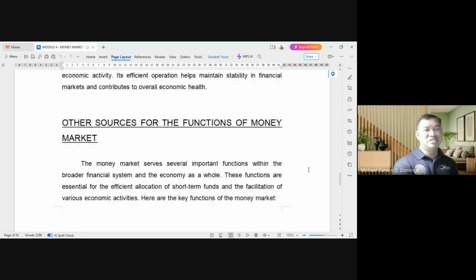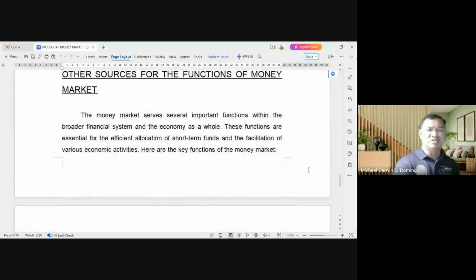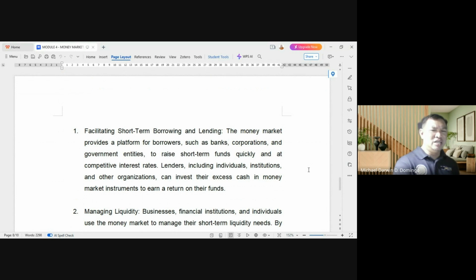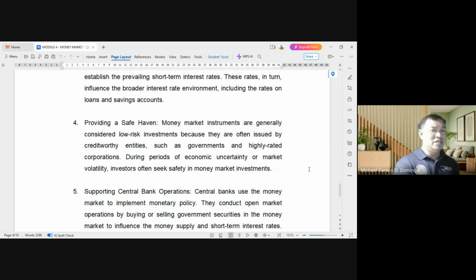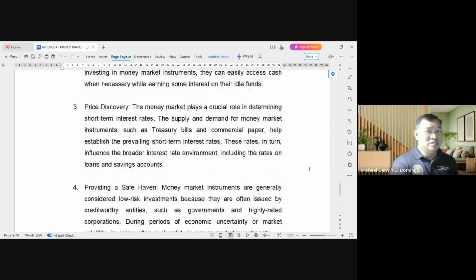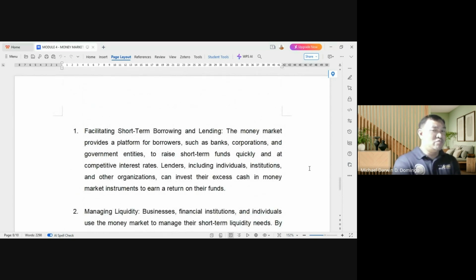Sources of the functions of money market. Facilitating short-term borrowings and lending, managing liquidity, price discovery, providing a safe haven para sa mga investors. By the way, yung facilitating short-term borrowings and lendings, this is what they do for us. This is what the money market is doing for those who have and for those who are in need. Okay? A good place for the borrowers and lenders.